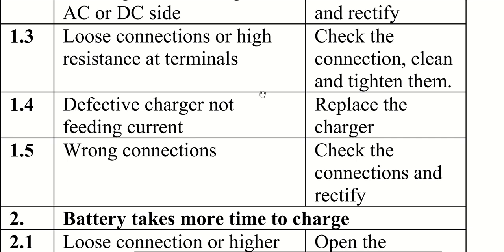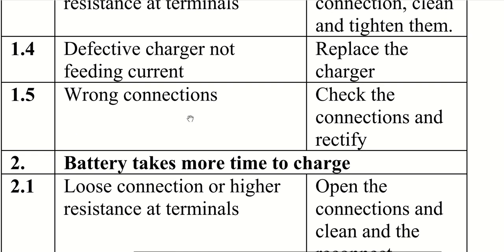So loose connection or high resistance at the terminal could also be the probable reason of not charging of the lead acid cell. So check the connection, clean and tighten them if any sulfation is there, deposition of ash-like material on the terminals, and remove them, clean the terminals, and then apply Vaseline if you have it, and then tighten it properly. Probably it will start working. The charging will start functioning.